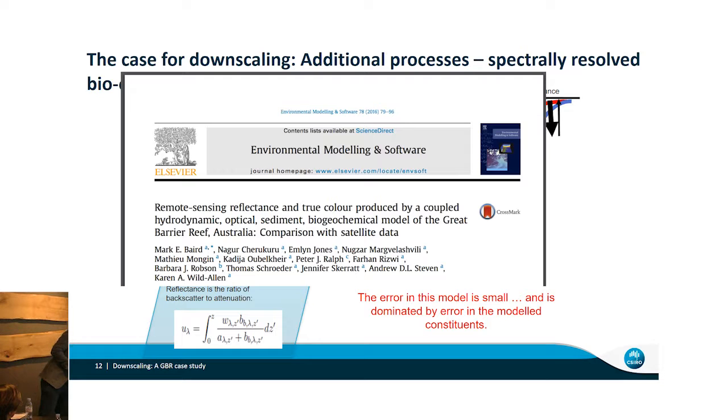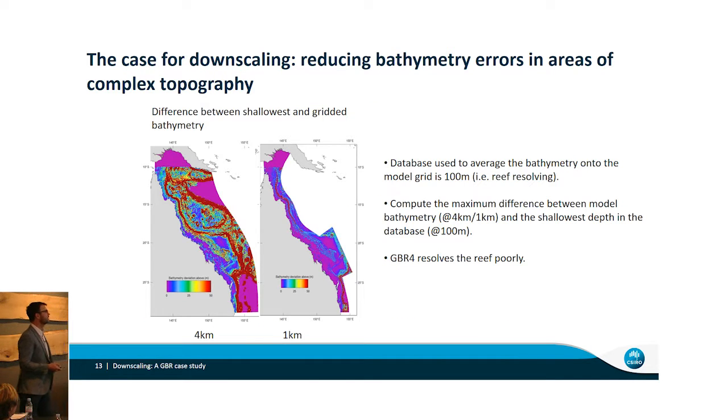Okay, so let's have a look at what the effect of resolution is. I'm going to use the 4 kilometre model here as a coarse resolution model, and we'll use the 1K model as the high resolution model. What we've got here is the difference between the 4 kilometre model grid cell bathymetry and the maximum depth for that cell as predicted by the very high resolution bathymetry data set that was used to generate the coarse resolution model. You can see that generally in the GBR lagoon, the errors are relatively small, in the order of maybe 5 to 10 metres.